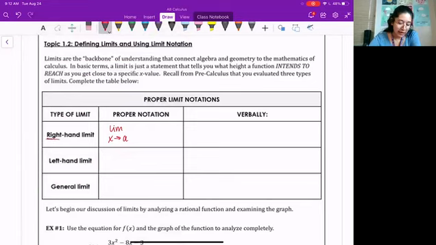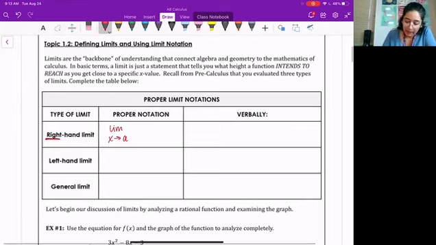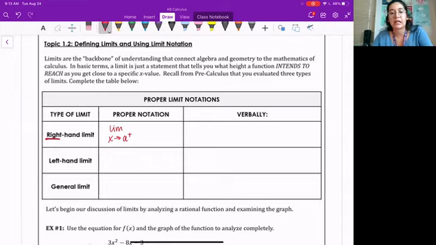Now, since this is a right-hand limit, we're approaching this value A from the right side of the graph. The right side of the graph is the positive side, so I'm going to put this little plus sign next to my A value or whatever number goes there. So this is the limit as x approaches A from the right. We always want to make sure we know what function we're talking about, so I'm going to write f of x in there too, and it will equal some value. We'll talk about that in a second.